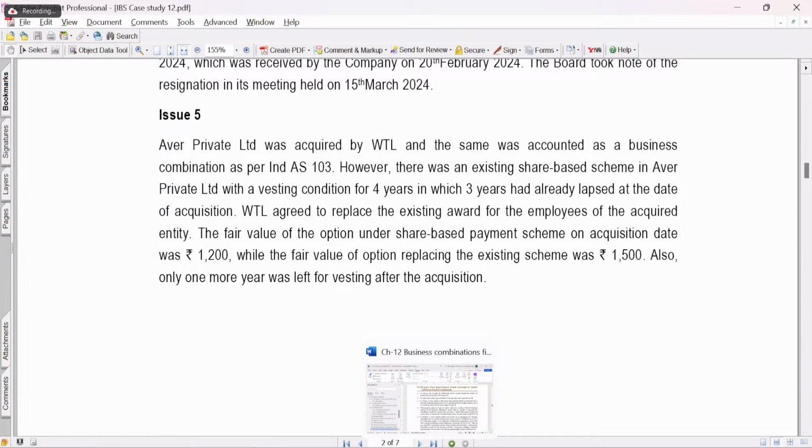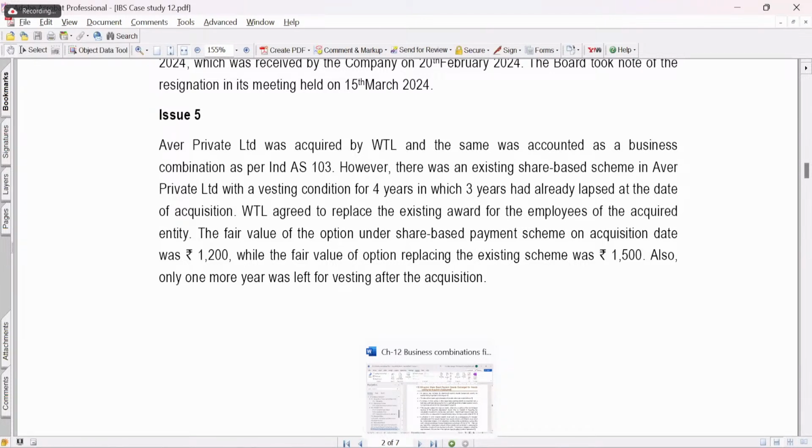Whatever the valuation is, they take it at that value. Otherwise, they can do it by replacing. Instead of those existing share-based schemes, they can introduce their new share-based scheme, which is as per WTL Limited's terms of agreement. Okay. So in this case, what is to be done?